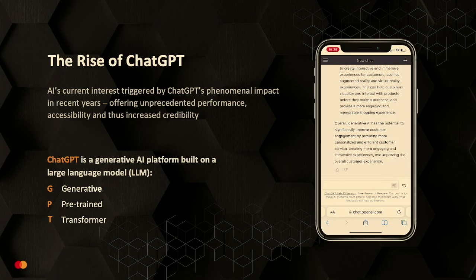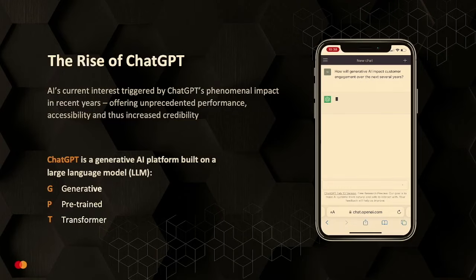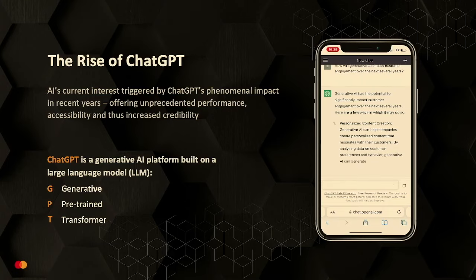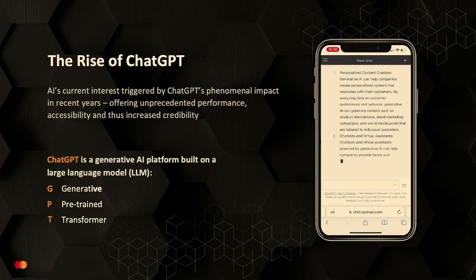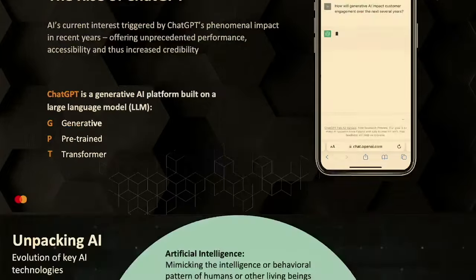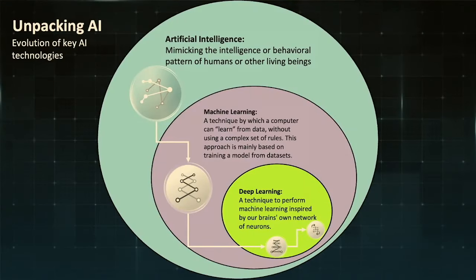And pre-trained means it's built on a static data set. The model cannot learn in real time from changes in its environment. For example, the initial ChatGPT data ends in September 2021.